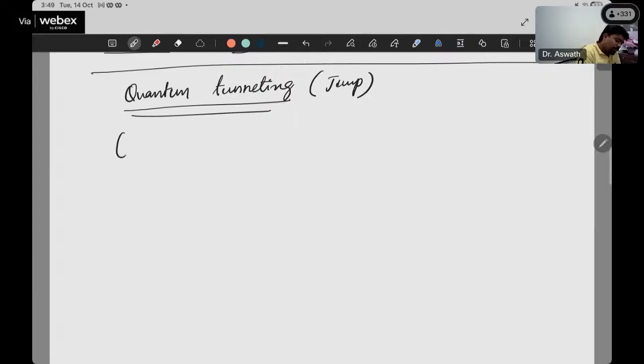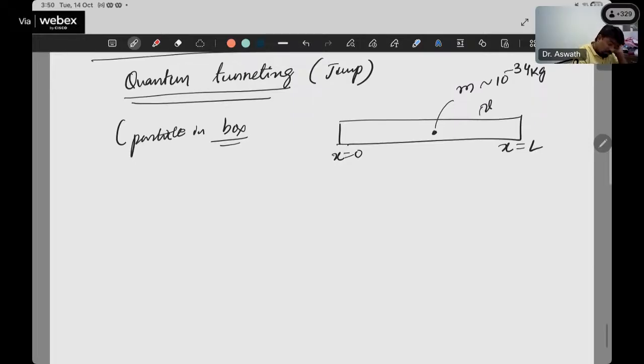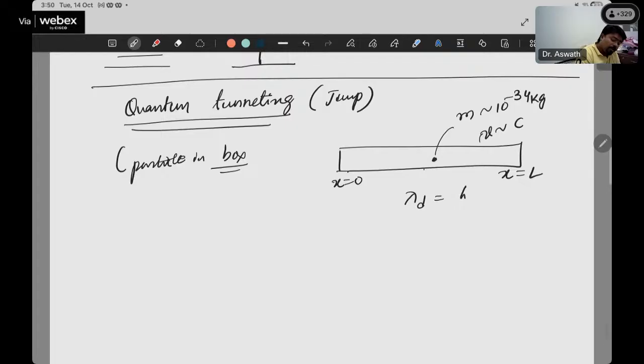a particle in a box for this. Particle in a box means I just take a one-dimensional box, x equal to 0, x equal to L. If I put a particle inside, we discussed several times what happens. The particle is so small, let's say the mass is 10 to the power of minus 34 kilogram, like an electron that can move with velocities close to light. In that case, it is going to possess a wave nature. As de Broglie proposed, it is going to have wavelengths close to optical wavelengths.